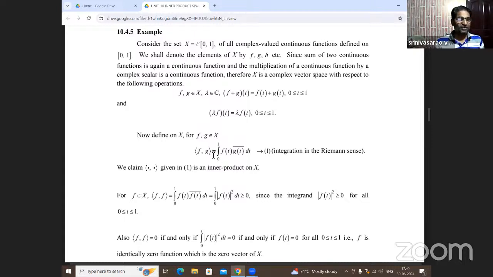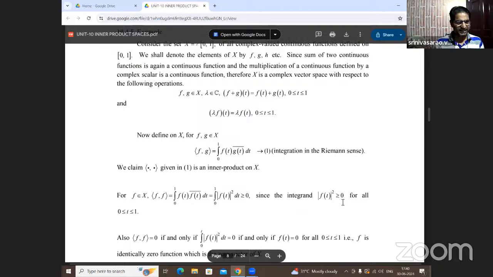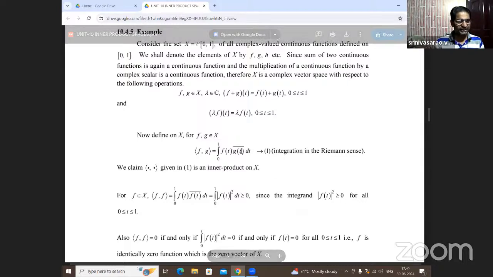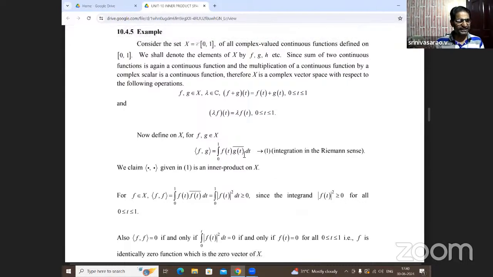So the inner product of the functions f and g is defined this way. According to this condition, these three conditions IP1, IP2, IP3 are verified. If the inner product of f and f is greater than or equal to 0, then automatically f equals 0. That is the meaning of |f(t)| whole square being greater than or equal to 0. The integral of f(t) times the conjugate of f(t) dt means the integral of |f(t)|².